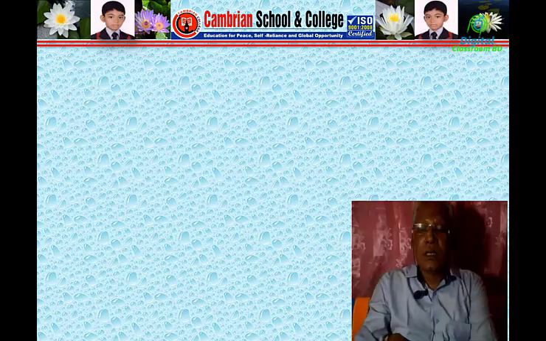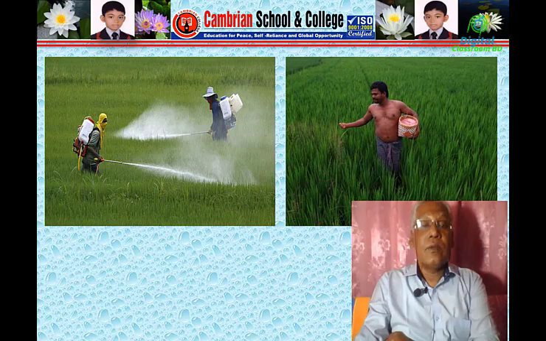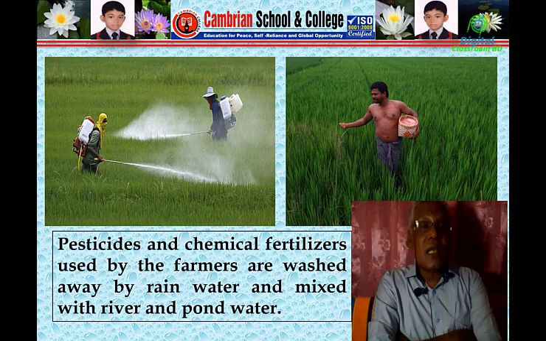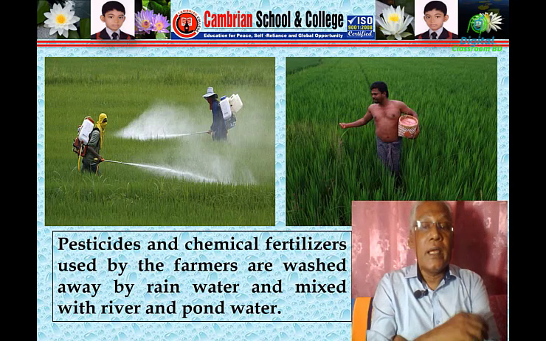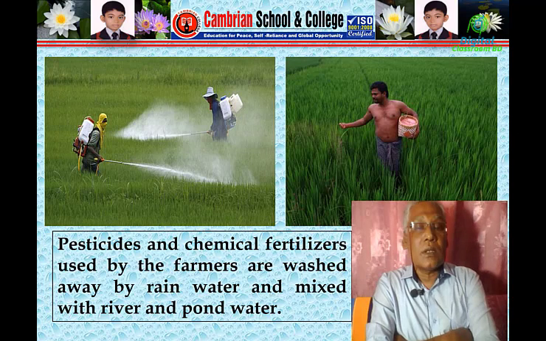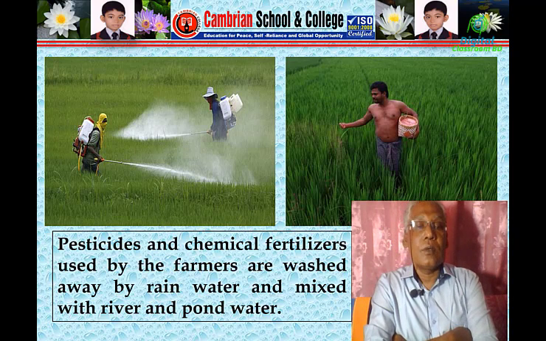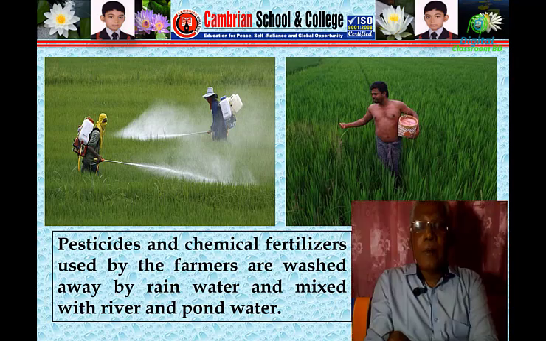Okay, proceed on to the next one. Look at the picture again. What can you see? Using pesticides and fertilizers. Pesticides and chemical fertilizers used by the farmers are washed away by rain, and they are mixed with river and pond water.